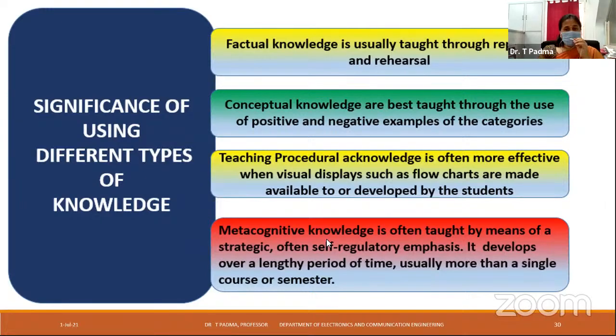Coming to the metacognitive knowledge, it is often taught by means of strategic or self-regulatory approaches, and it develops over a lengthy period of time, usually more than a single course or semester. The metacognitive knowledge is a slow process where even for first year persons, a comprehensive Viva will ask a few questions at the end in the final year that can be related even to first year knowledge. So they should have the metacognitive knowledge that can be used to solve the questions being asked in the comprehensive Viva. This is how the significance of the different types of knowledge can be applied.